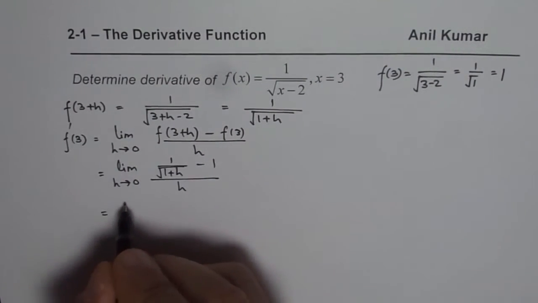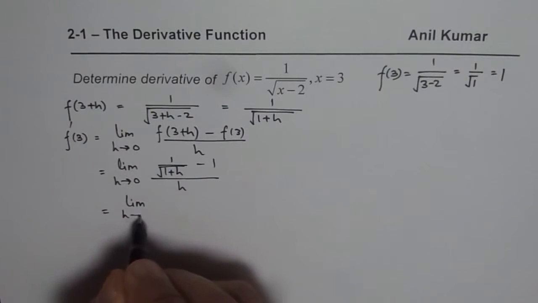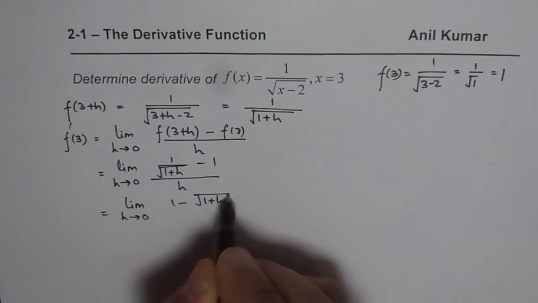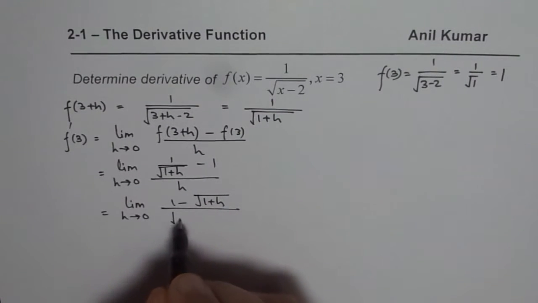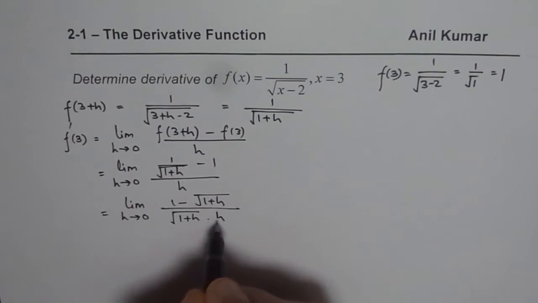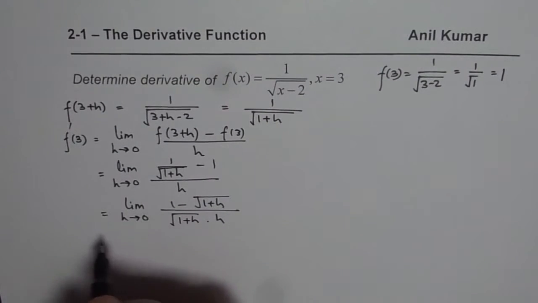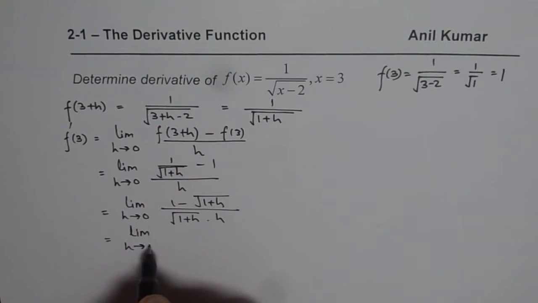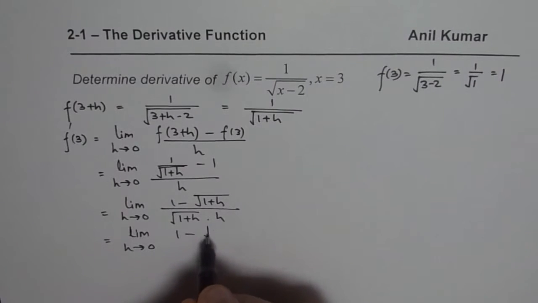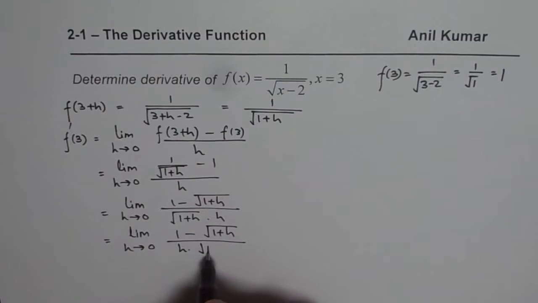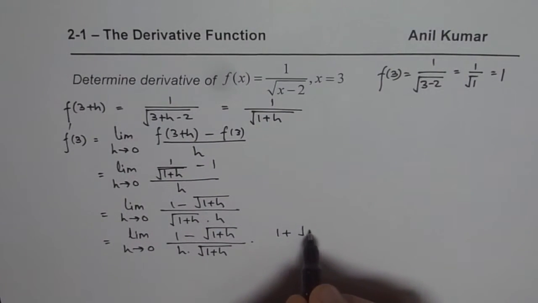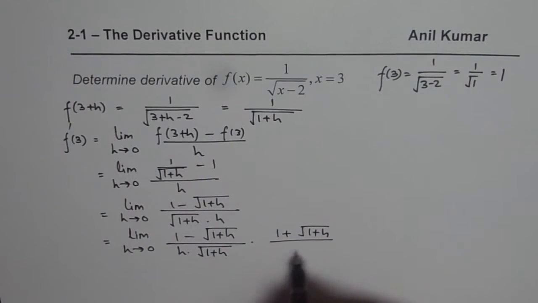So I hope now you appreciate why we found these values earlier. It becomes much simpler. Now we can write this as limit h approaches 0, cross multiply, 1 minus square root of 1 plus h divided by square root of 1 plus h, and we already have h here. To solve such an expression, we need to rationalize, correct? So let's rationalize this. We have 1 minus square root of 1 plus h over h times square root of 1 plus h. To rationalize, we'll multiply and divide by the conjugate, which is 1 plus square root of 1 plus h, right?